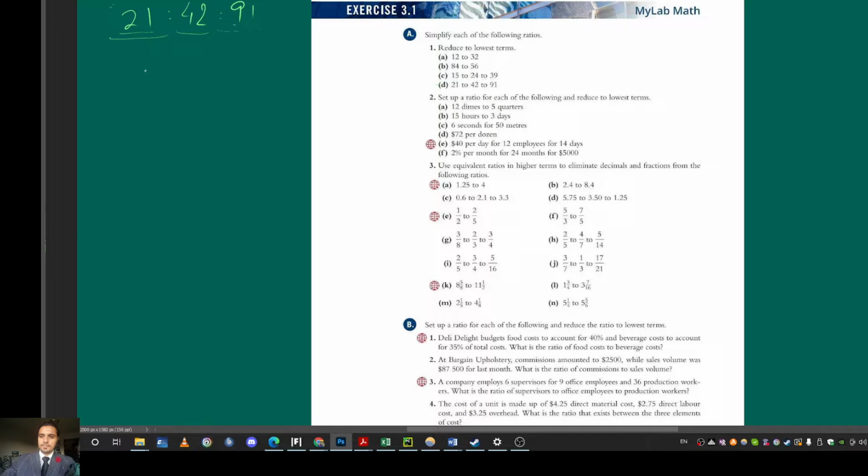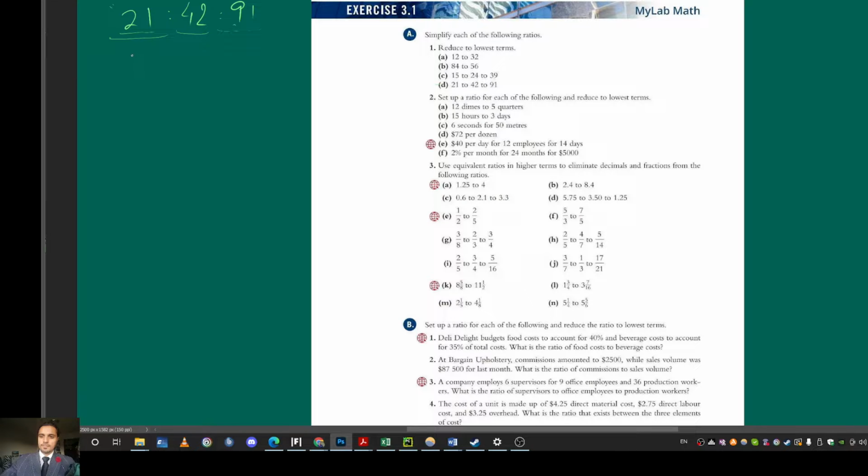What about 7? That's interesting. 7 times 3 is 21. Okay, so that's going to work. 7 times 6 is 42. Okay, so that's going to work. And 7 times 13 is 91. Okay, there you go. So 7. 7 is our number. 7 is the hidden number. Well done.